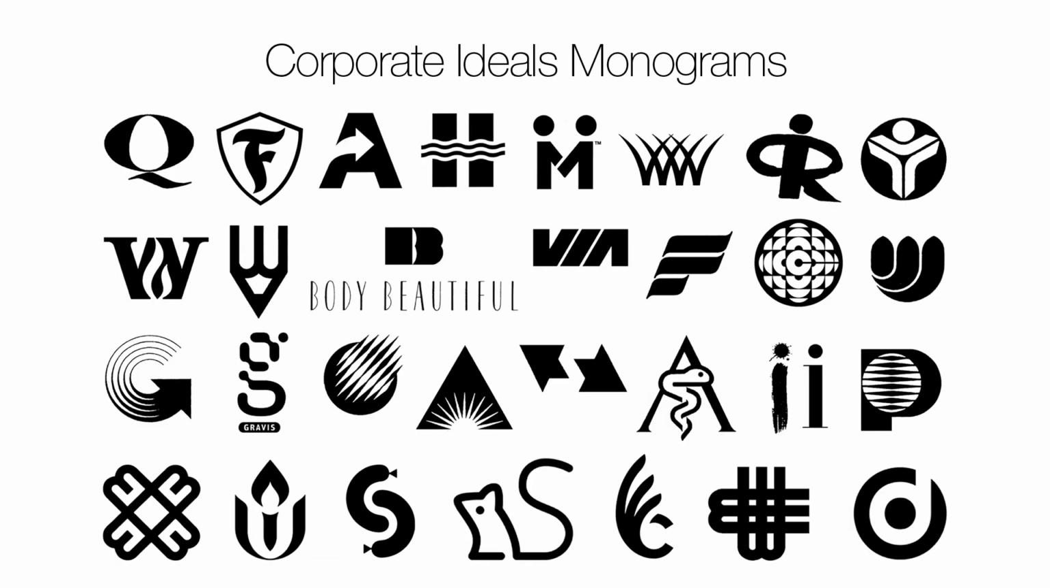Corporate ideals monograms. A shield can communicate strength or protection. Arrows can show action. Slanting letters can demonstrate speed. Can you see the skinny B inside the fat B of the Body Beautiful identity? Other ideals are movement, tranquility, friendship, healing, new beginnings.